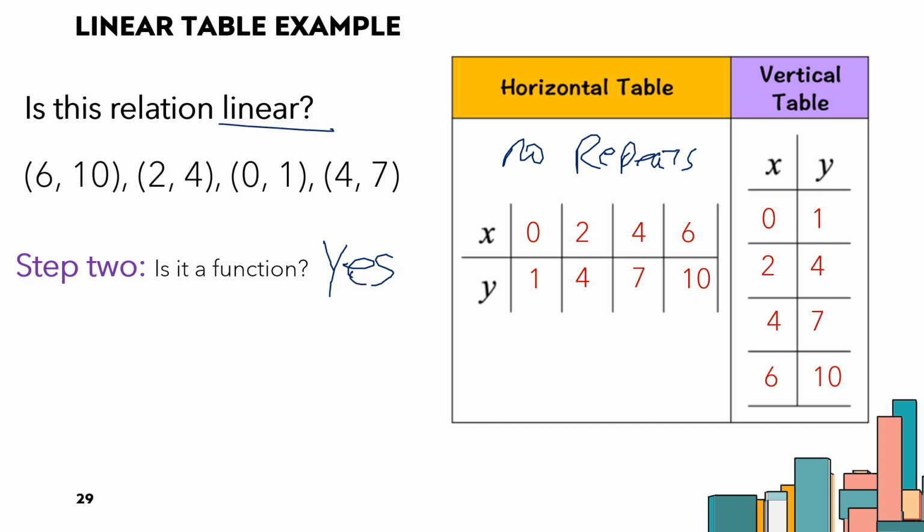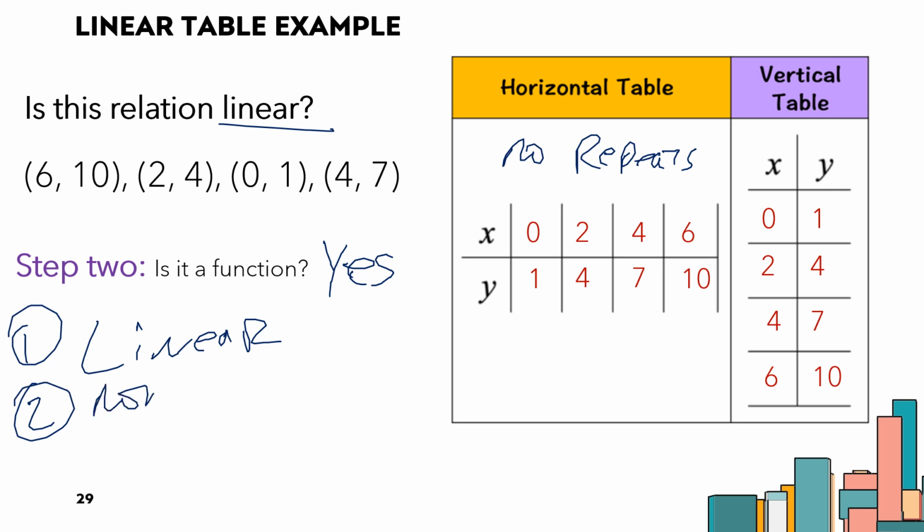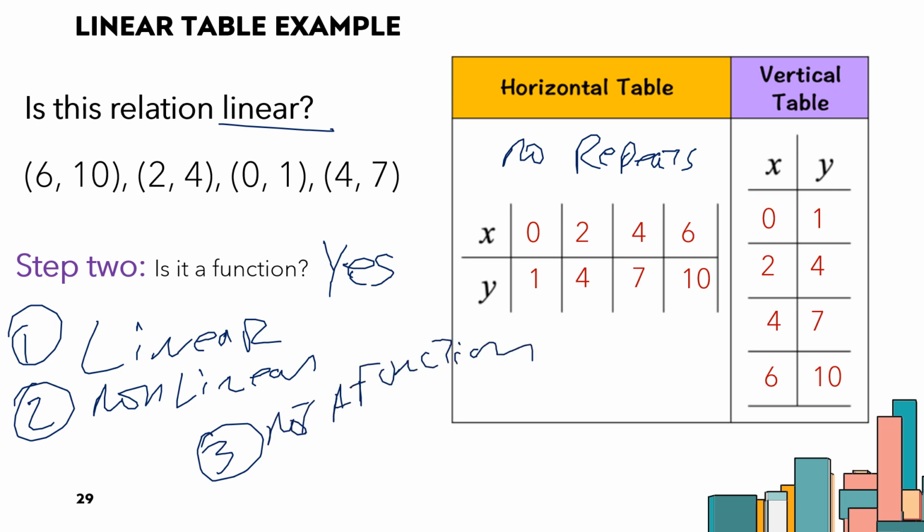So now we want to know if it's linear. And here's a good spot to mention, we basically got 3 questions. 1, is it linear? 2, is it non-linear, which means is it not a straight line? Or your third option, it's not a function. So later on, you'll be given some problems. You'll say, this relation, is it a function or is it not a function? Is it linear or is it non-linear?